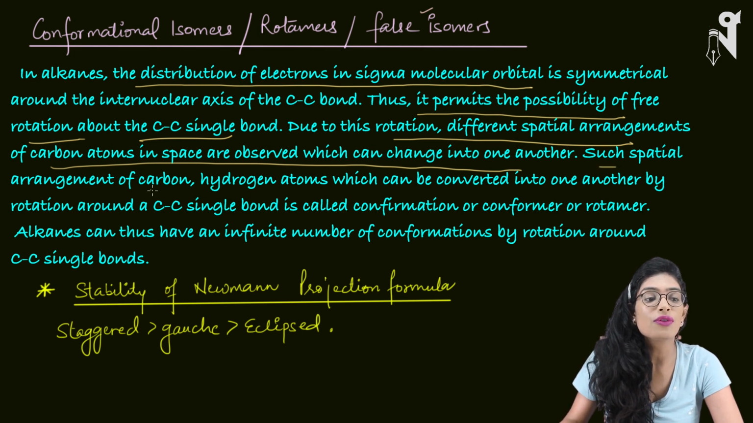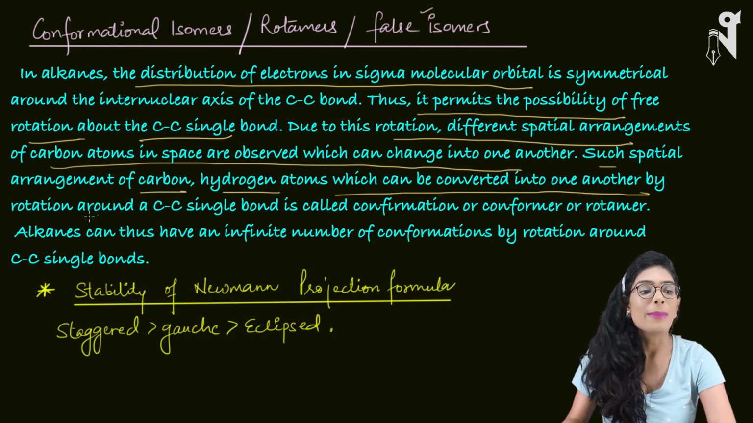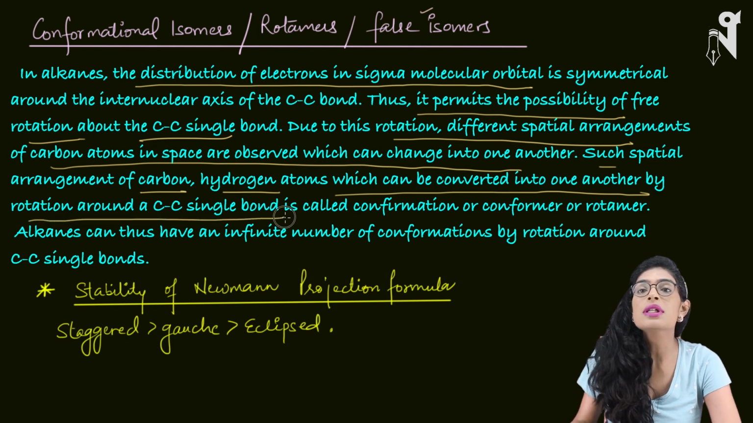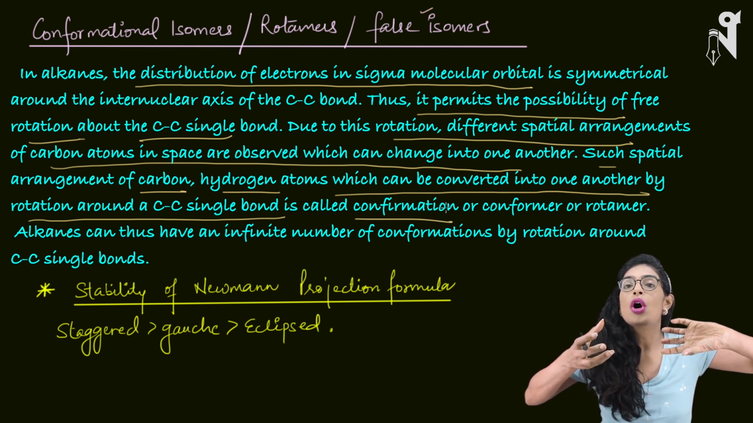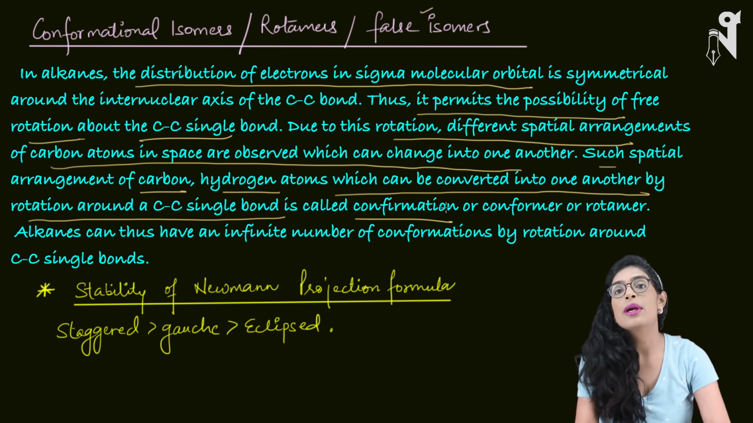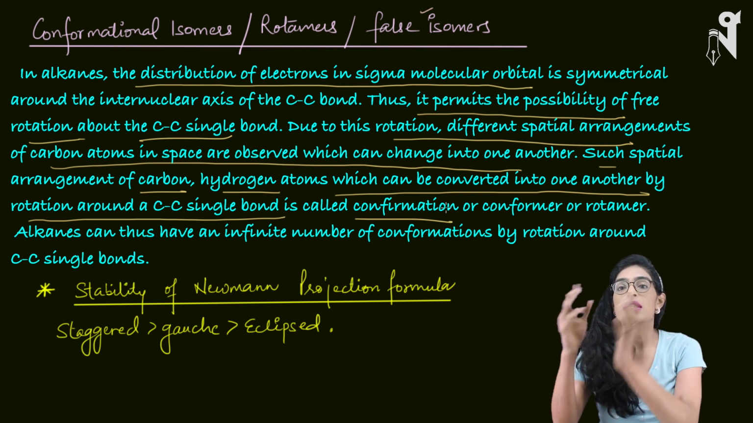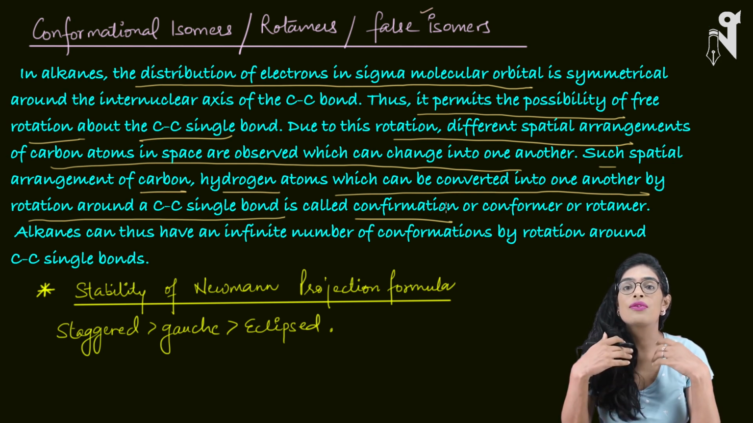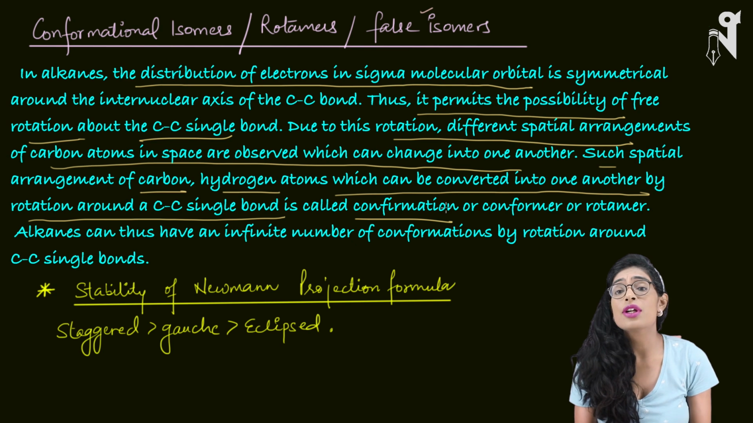Such spatial arrangement of carbon-hydrogen atoms which can be converted from one form to another by just simple rotation through the carbon-carbon single bond is called conformation. So basically, because of the rotation of the carbon-carbon single bond, a lot of different spatial structures are forming which are different from each other. This whole phenomenon is called conformation, and the forms which we get are called conformations, conformers and rotomers. So it's not an exact definition of conformers.